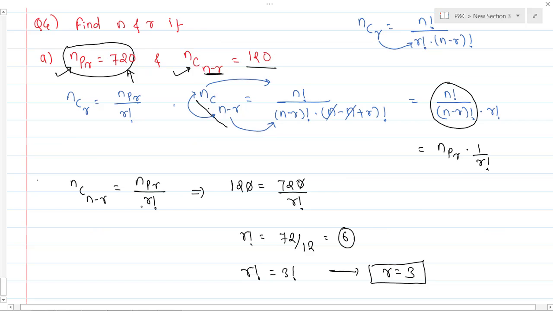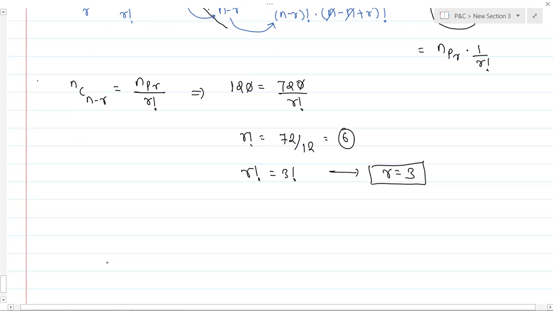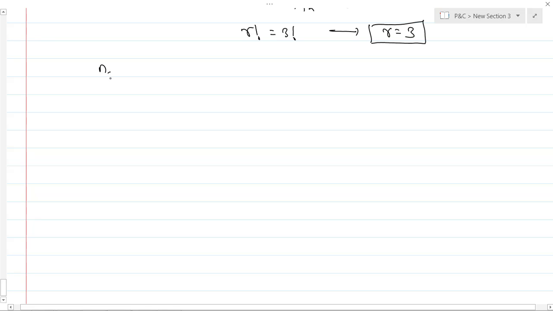So nCr is equal to 720. Substitute the value of r. Implies nC3 is equal to 720. So if I open this, what I will get? nP... sorry, it should be P. Thank you. So it should be nPr, and that is 3. So how do we do this? Write down n in decreasing order 3 times. So n into (n minus 1) into (n minus 2) is equal to 720.